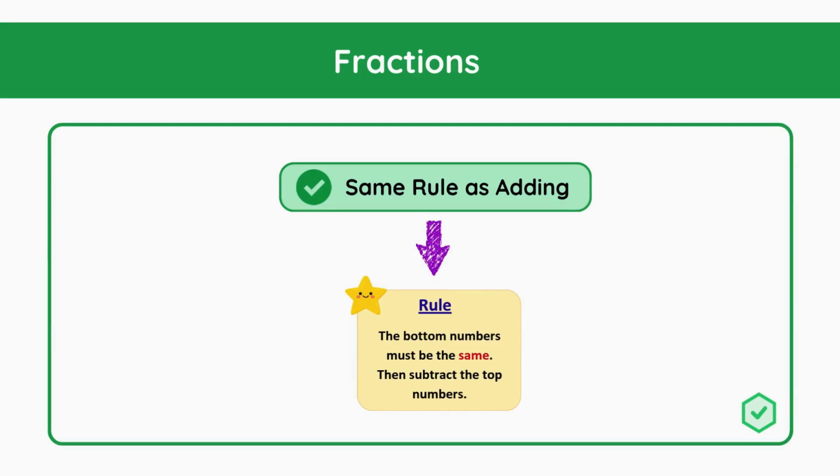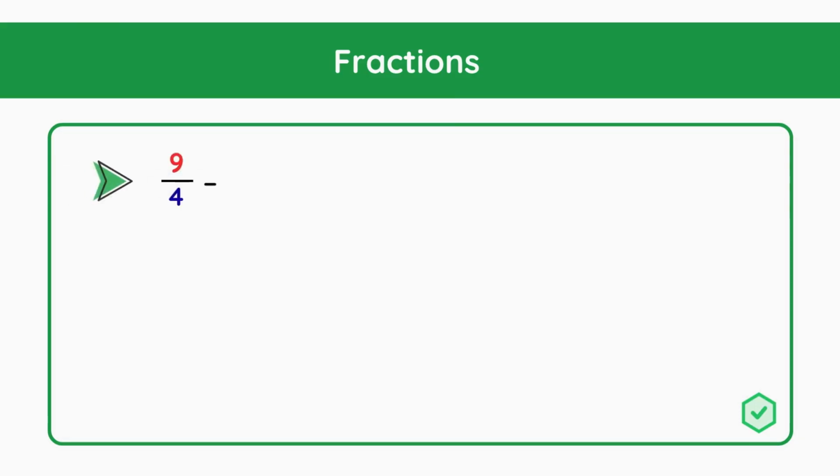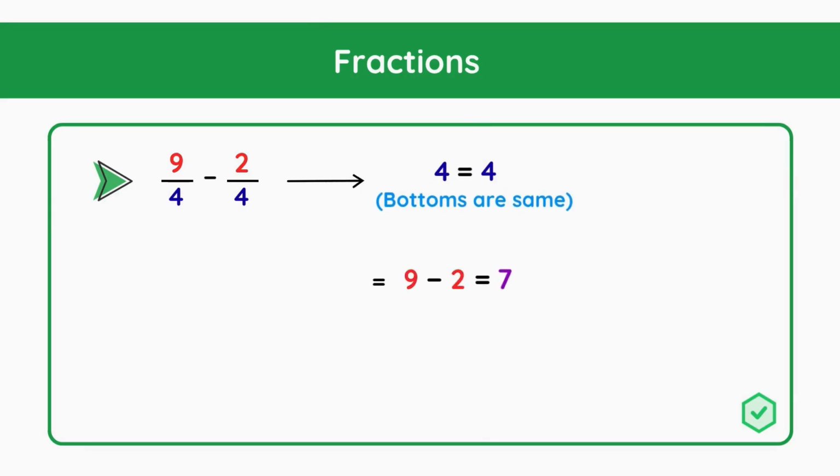Let's start with the easy case where the bottoms already match. We've got 9 quarters, take away 2 quarters. Both bottoms are 4, so they are the same. We just take away the tops. 9 take away 2 leaves 7. The answer is 7 quarters. The bottom stayed as 4, exactly like before. Now the harder case where the bottoms are different.